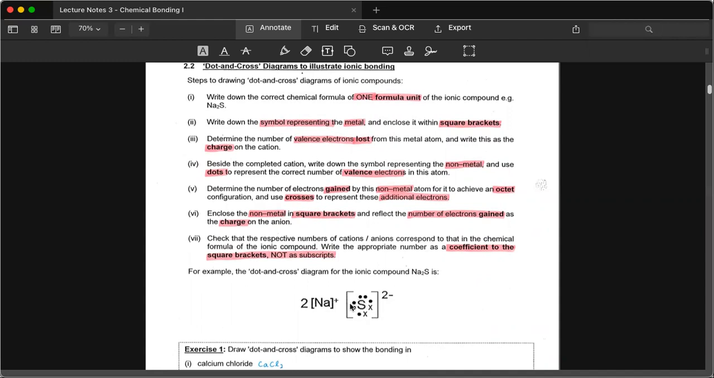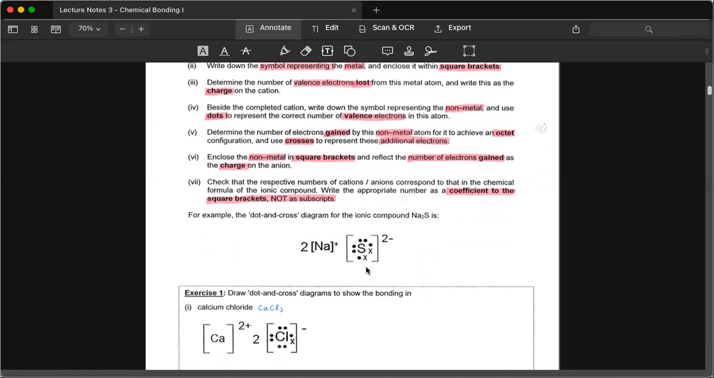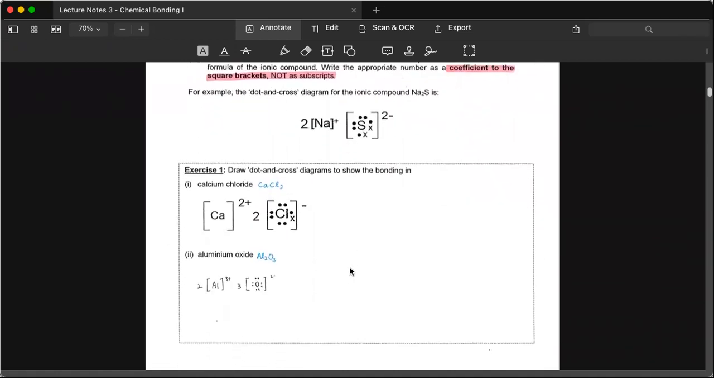So, you have to use a dot and cross diagram, with dots representing the electrons of one atom and crosses the other. Enclose the non-metal in square brackets and reflect the number of electrons gained as the charge of the anion. Check that the respective numbers of cations and anions correspond to the chemical formula of the ionic compound. Write the appropriate number as a coefficient to the square bracket and do not write it as a subscript. And here is the example. And there are more examples for your reference.